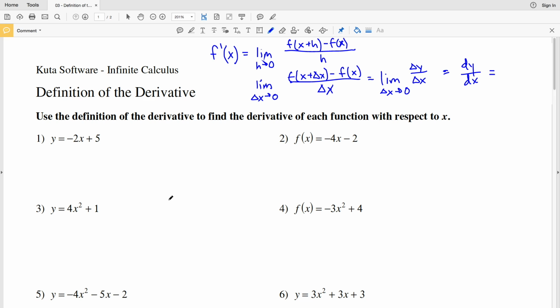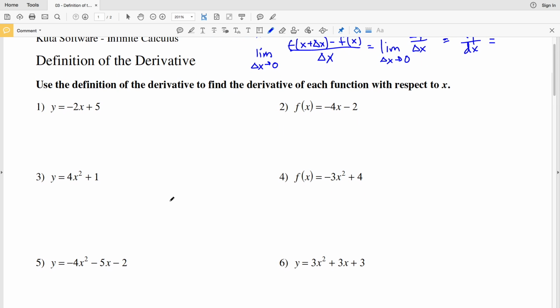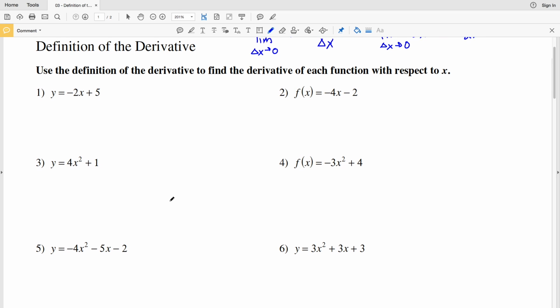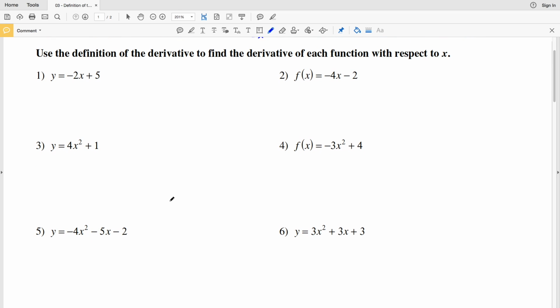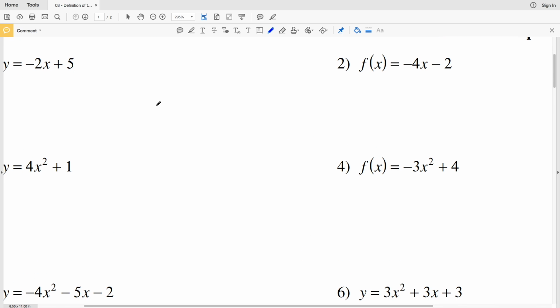So in numbers 1 through 10, we're going to use the definition of the derivative to find the derivative of each function with respect to x. So when we're given an equation where y equals something, we're going to use the format dy dx. When we're given function notation f of x, we're going to use f prime of x, known as the derivative of f of x. So let's get started with number 1.